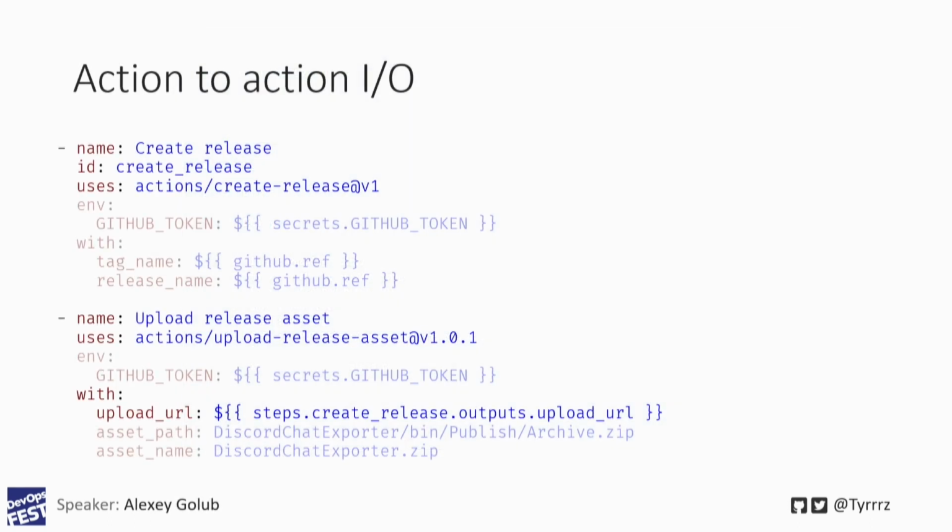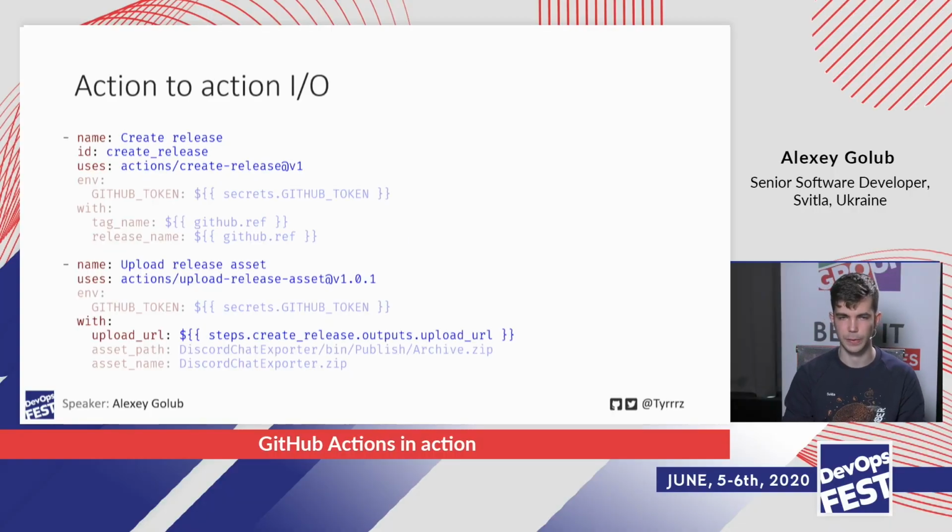And another cool thing about GitHub Actions is that those steps that you create don't only have inputs, as we've seen earlier. Using the with parameter, you can specify different inputs, but they also have outputs. And these outputs can be used to have this kind of action-to-action I/O. And let's look at a simple example here. So here I just have a workflow where I might be deploying some application to GitHub releases.